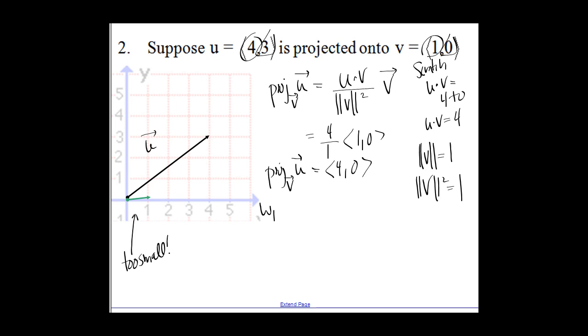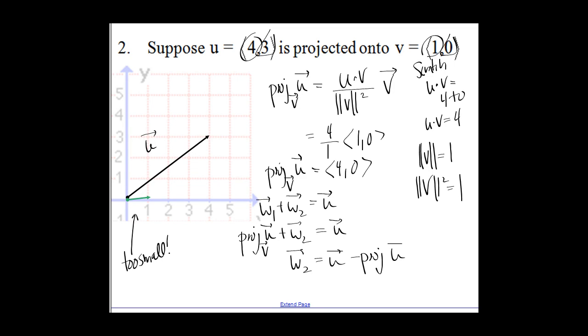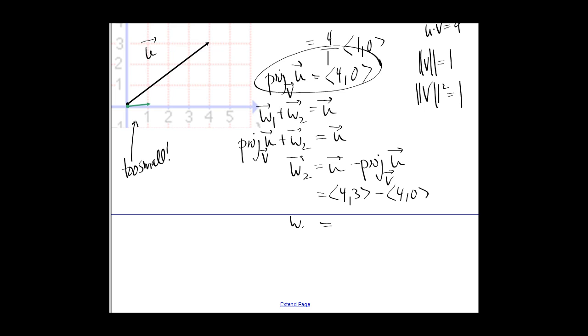And again, because w sub 1 plus w sub 2 equals the resultant vector, where w sub 1 is exactly the same thing as the projection of u onto v, plus w sub 2, we can then solve for w sub 2. So vector u minus the projection of u onto v. Plugging in numbers, so u was 4, 3, minus the projection 4, 0. We get w sub 2 as being 0, 3.